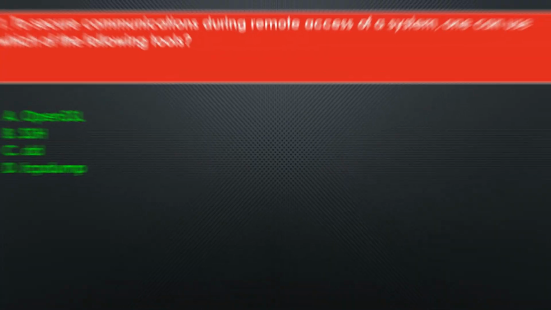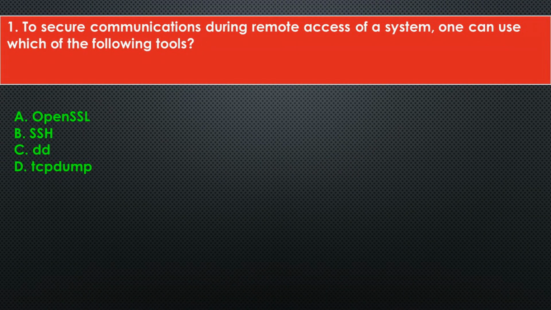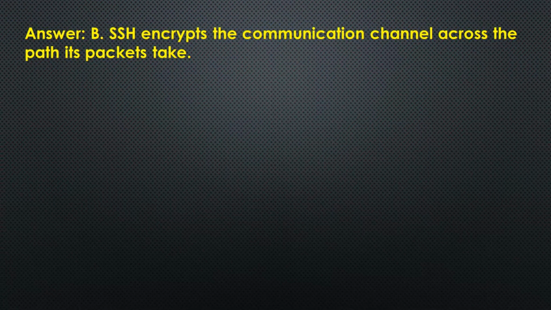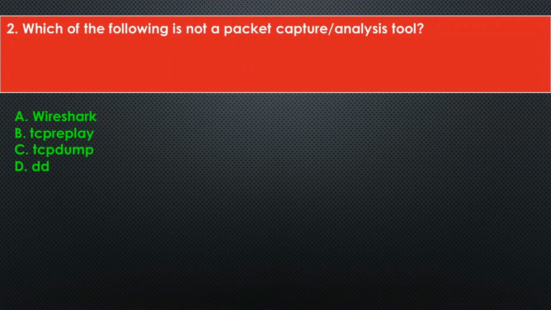1. To secure communications during remote access of a system, one can use which of the following tools? A. OpenSSL. B. SSH. C. DD. D. Deep dump. Answer: B. SSH encrypts the communication channel across the packets.